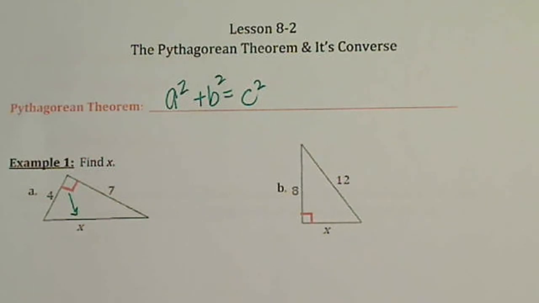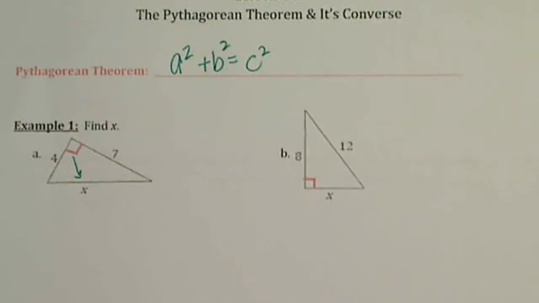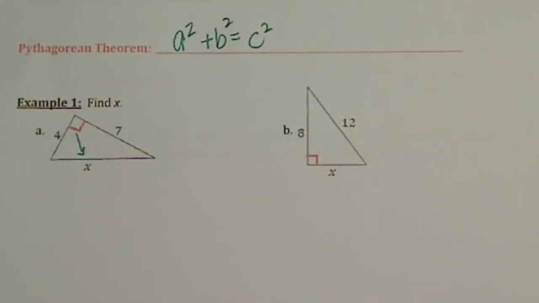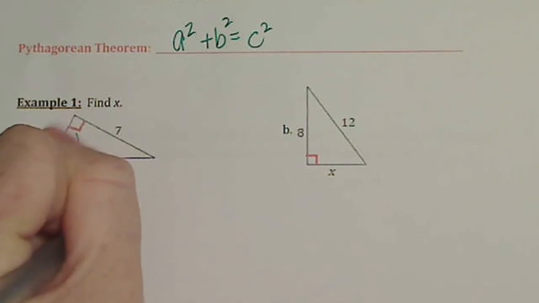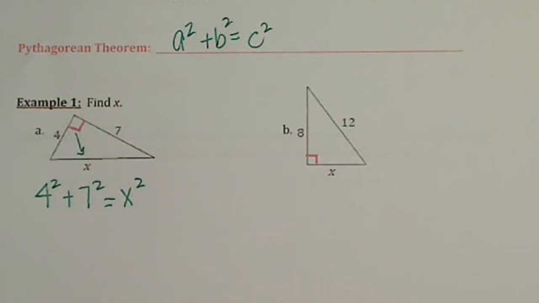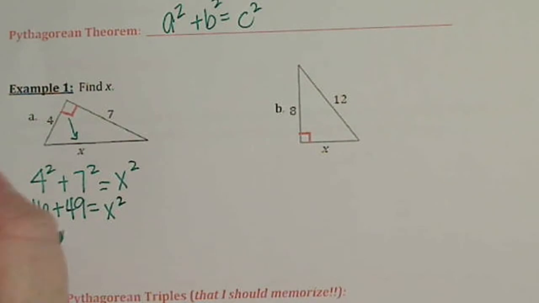So in example 1, if you want to find x, you're going to use your formula and you need to know what to plug into where. A and B are your legs, so it really doesn't matter which is which. So let's say 4 squared plus 7 squared equals x squared. There's our formula. So now let's simplify it. 16 plus 49 equals x squared. Let's add 16 and 49, and we get 65.